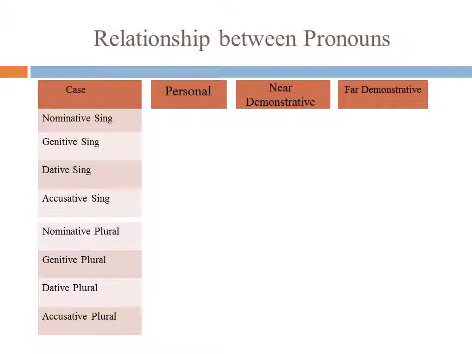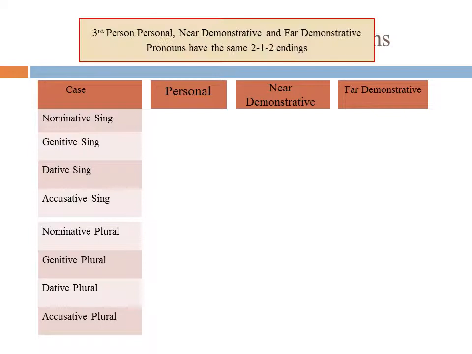So let's look at the personal pronoun first. Third person personal, near demonstrative, and far demonstrative pronouns all have the same ending. Right? 2-1-2 declension. So the personal pronoun is going to have a standard 2-1-2 declension. Now, what I'm going to do is only show the masculine here, so as not to be confused. This is personal masculine, near demonstrative masculine, and far demonstrative masculine. I'm just showing you any changes, so they should stand out.